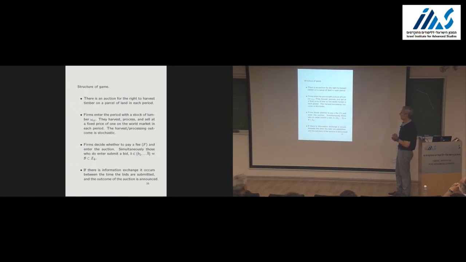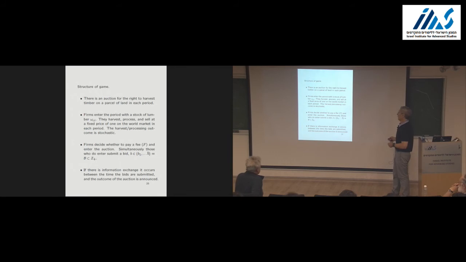They harvest, process, and sell at a fixed price. There's an international market for lumber, and they sell it at 1 unit per 1 unit of lumber. The harvest and the processing outcome is stochastic. So I win a lot, and the amount of actual, valuable lumber on the lot is a random number. I send 4 guys out to harvest, and the amount they harvest depends on the weather and the roads and everything else, and it's random.